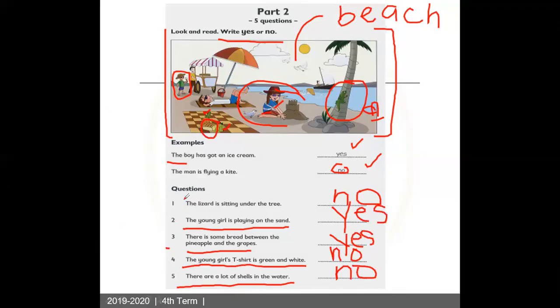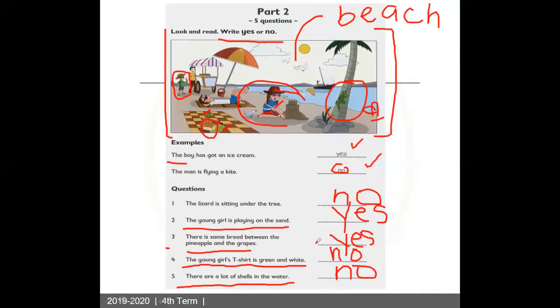Let's read again. Number 1, the lizard is sitting under the tree. So, is it sitting? No, it's not sitting. What is it doing? It's climbing the tree, climbing. Number 2, the young girl is playing on the sand. Is she playing on the sand? Yes. There is some bread between this pineapple and the grapes. Can you see it? Yeah, I can, right? So we have to say yes.